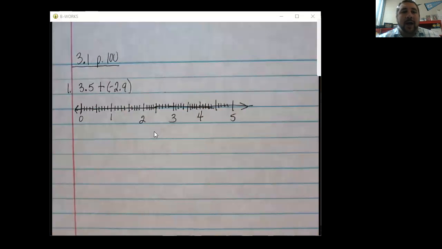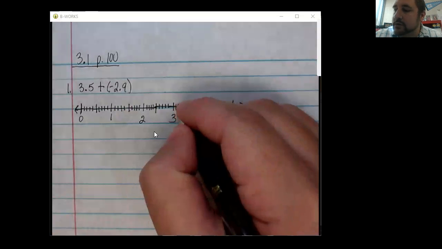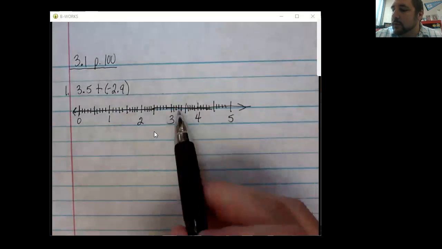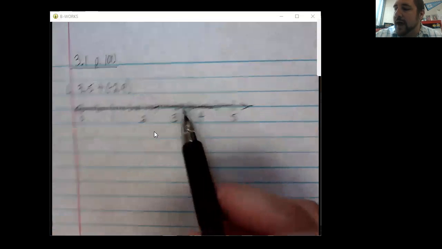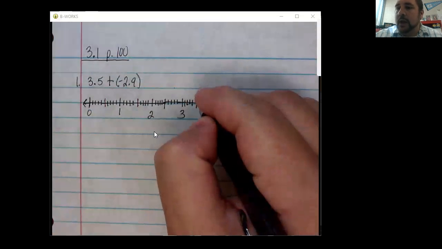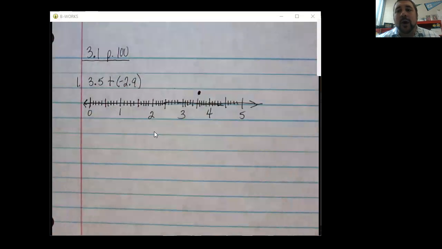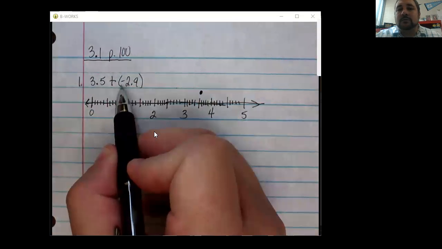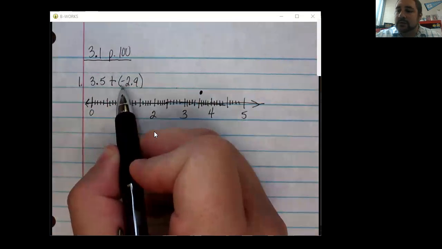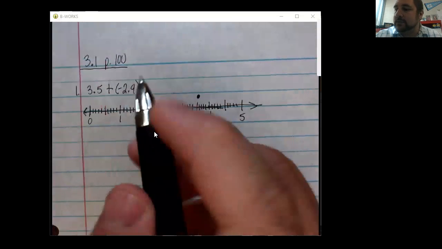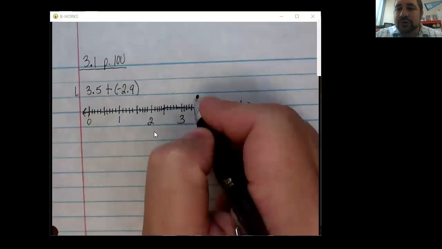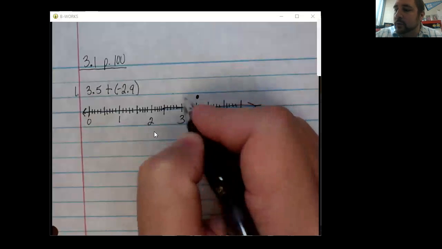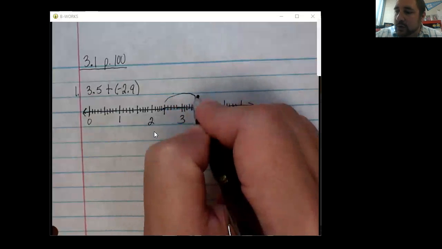We're going to add 3.5 plus negative 2.9. So we're going to start at 3.5, which is, here's 3, here's 3.1, 3.2, 3.3, 3.4. This is 3.5. So that's where we're going to make our dot. And we are going to go to the left. Why do we go to the left? Because this number is negative, and that tells us to move to the left. So we're going to go to the left 2 and 9/10. So if we go a whole jump from 3 1/2 to the left, we would be at 2 1/2.